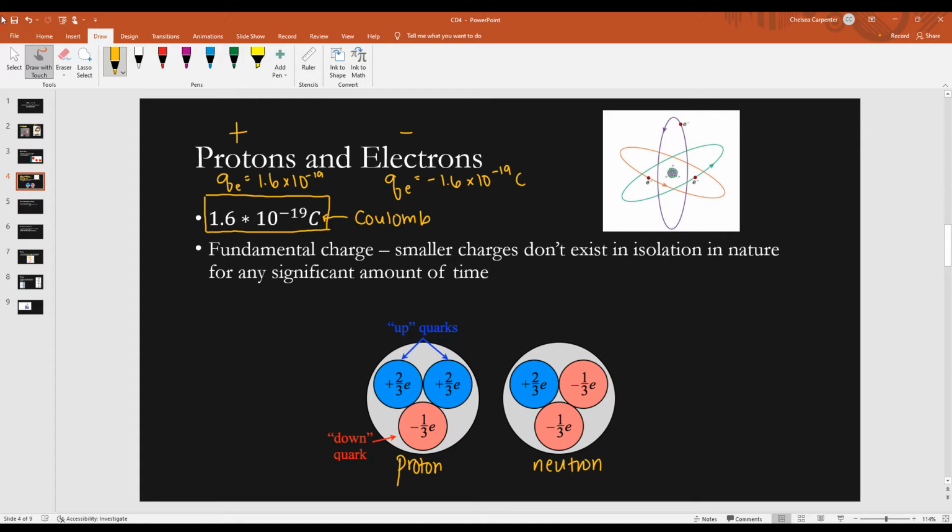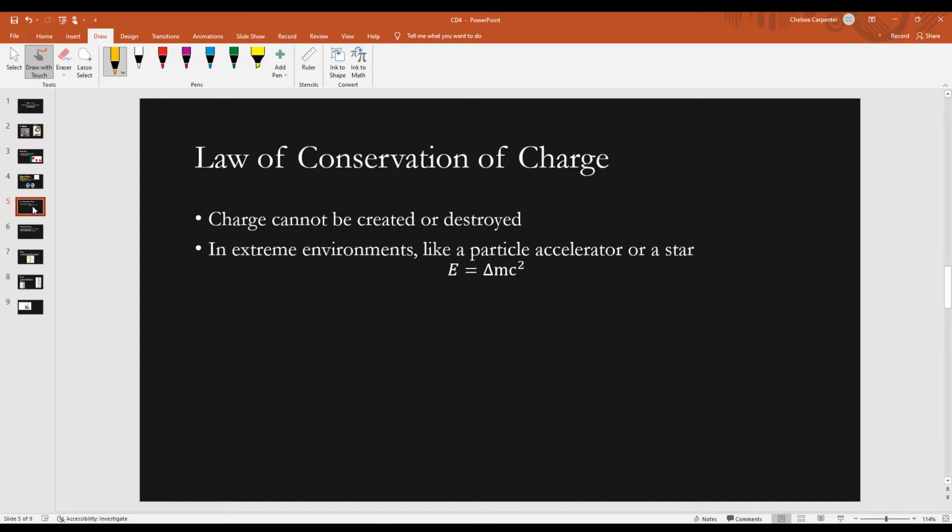But still super cool. All right, so the law of conservation of charge states that charge cannot be created or destroyed. So, kind of like energy and momentum, this is another law of conservation. So, we'll never see charge just popping out of nowhere. It has to be transferred or shared from one object to another.